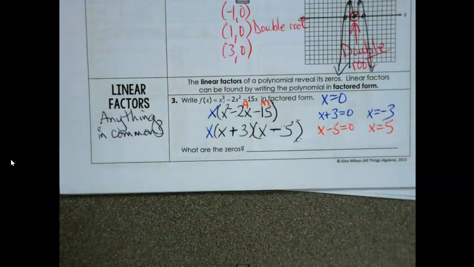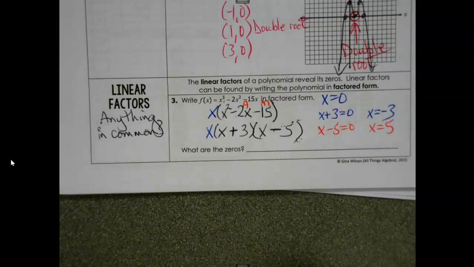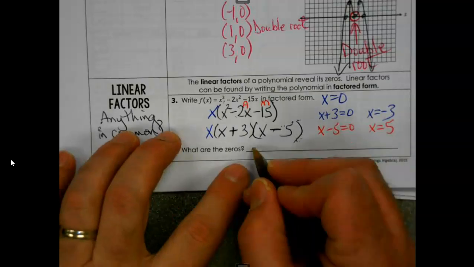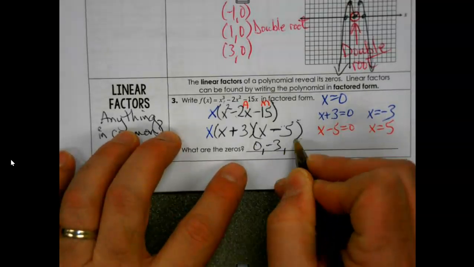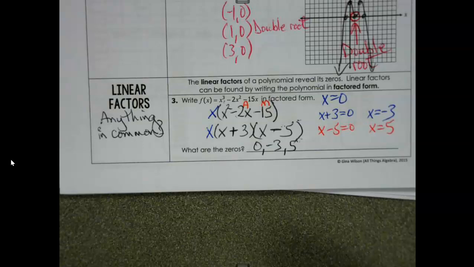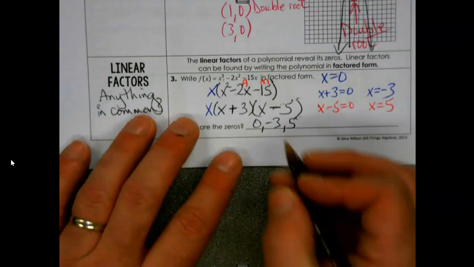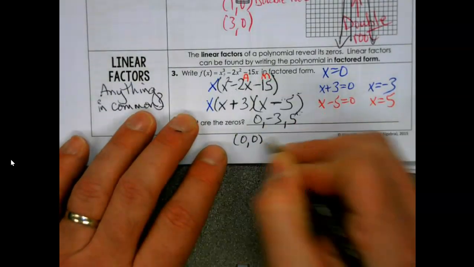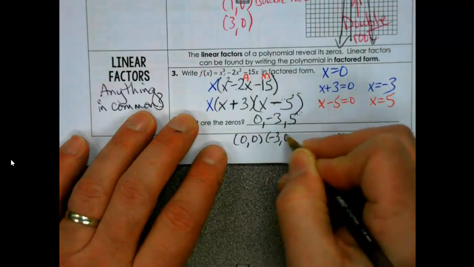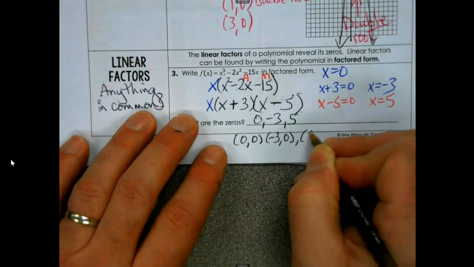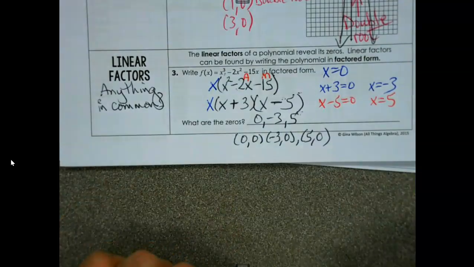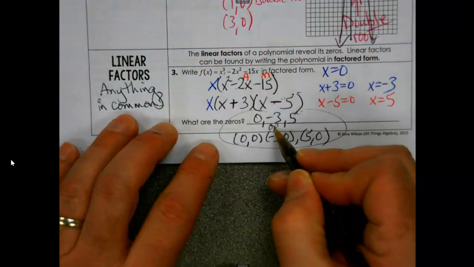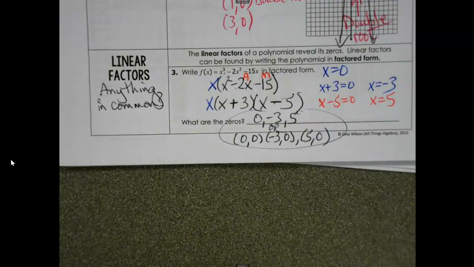X equals 5. But remember, when you're naming zeros, okay, I'm not going to be a stickler about this yet. If you just write 0, -3, and 5, I'll take that. But I would prefer that they're all coordinate points, because that, to be honest, is more of what I would want. But I'll take either. Right now, we're just content with we got to find the answers.